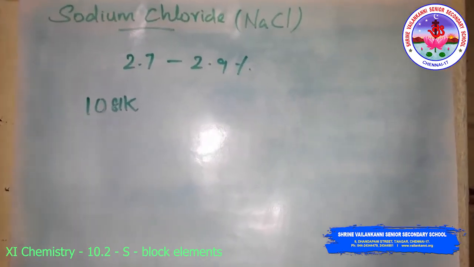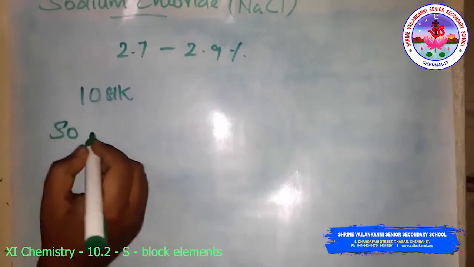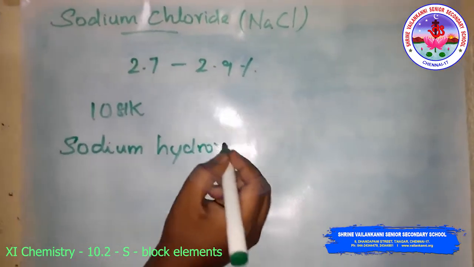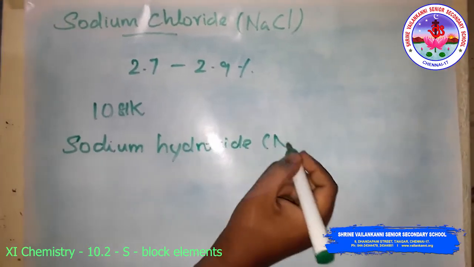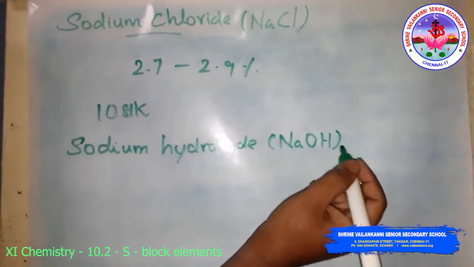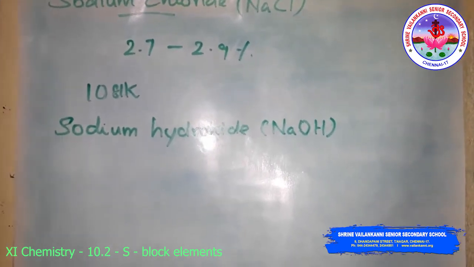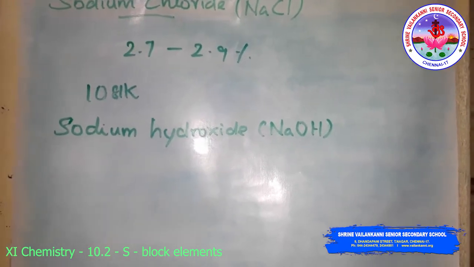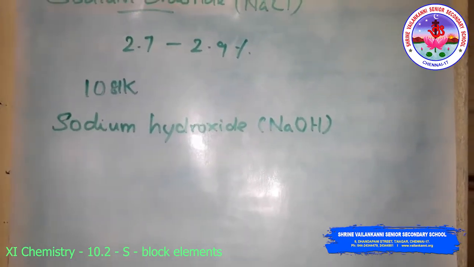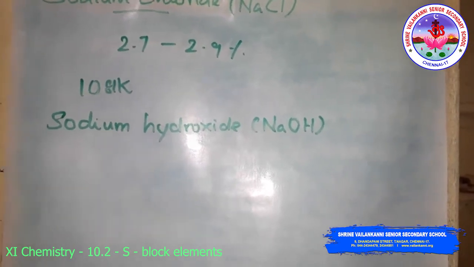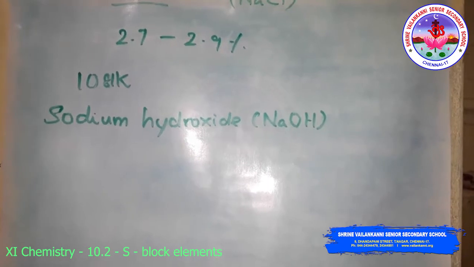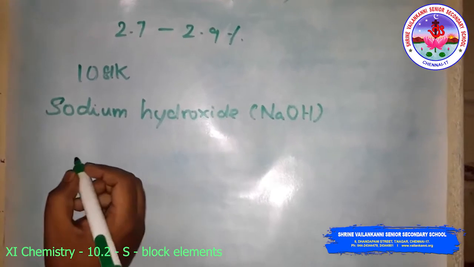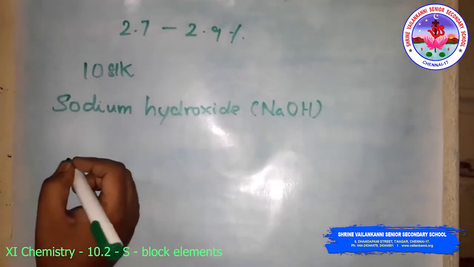Next is sodium hydroxide, that is caustic soda. The formula is NaOH. Sodium hydroxide is prepared by the electrolysis of sodium chloride in the Castner-Kellner cell. Generally, a brine solution is electrolyzed using a mercury cathode and a carbon anode. The sodium metal discharged at the cathode combines with mercury to form sodium amalgam. Chlorine gas is evolved at the anode.